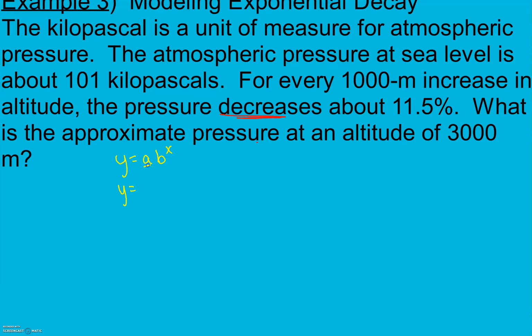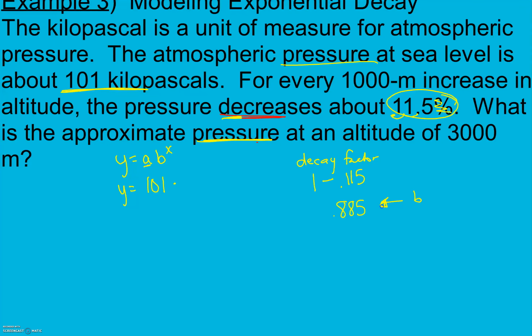A is still our initial amount. So we're looking for what is the approximate pressure. So our initial pressure at sea level is about 101 kilopascals. B is my decay factor here, and it's a decay factor because we're decreasing. It's going to get smaller. So we're going to take 1 or 100% minus our percent, but again, remember we put that in as a decimal. So to get rid of our percent sign, we move away from our percent sign 2 places, and I get 0.115. So when I subtract here, I get 0.885. And this is my decay factor, what I plug in for B.